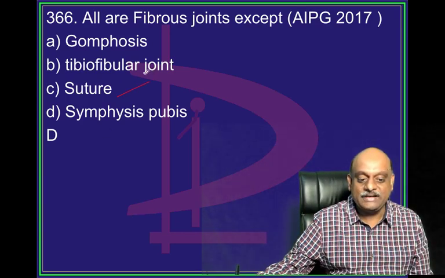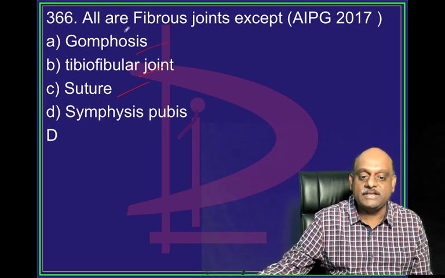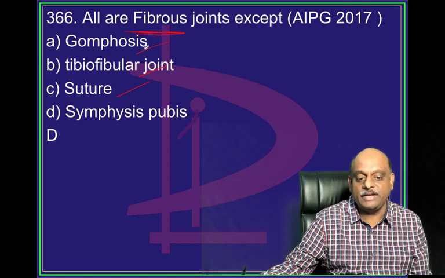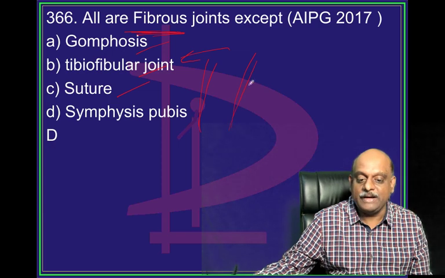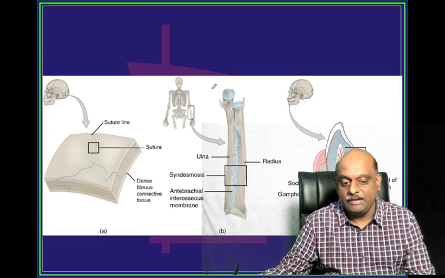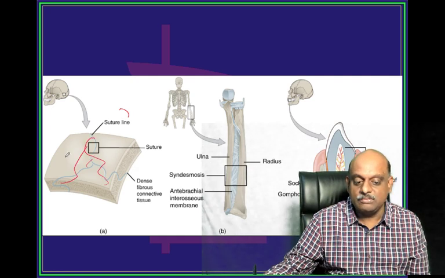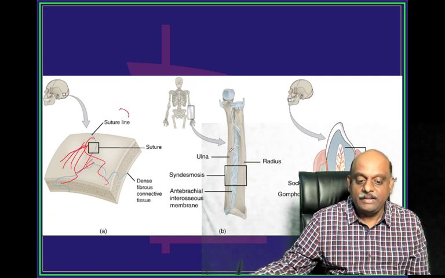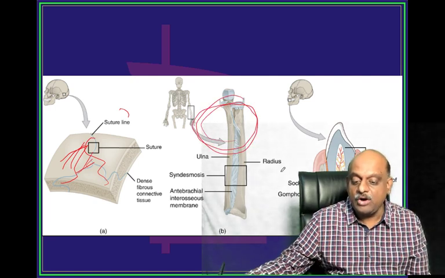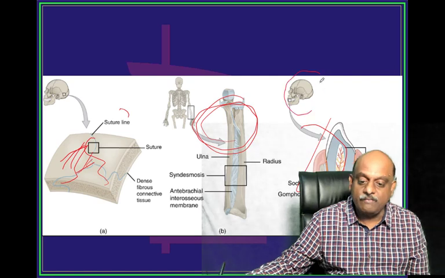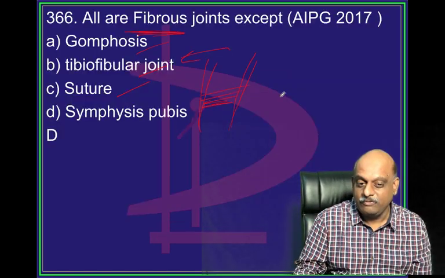So suture, tibiofibular, gomphosis, they're all examples of fibrous joints. The tibia and fibula are attached with the interosseous membrane, doctor. So suture is dense fibrous connective tissue. Then syndesmosis between radius and ulna, and the gomphosis, they're all examples of the fibrous joints.